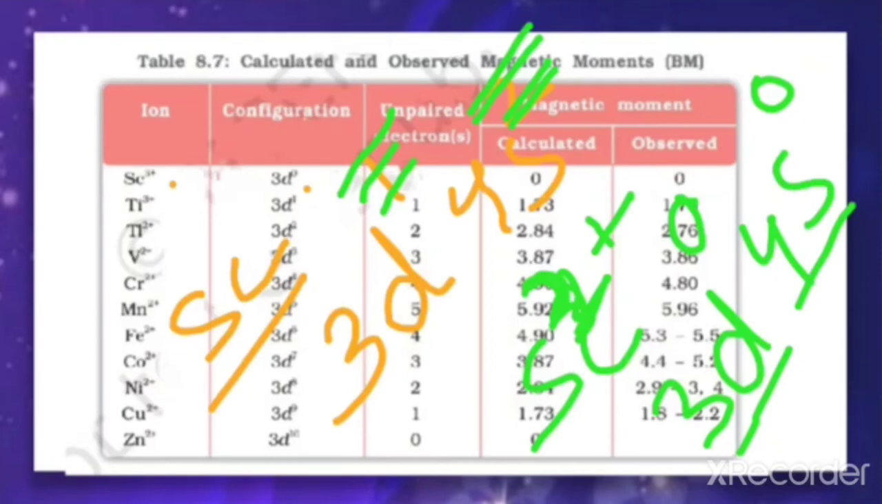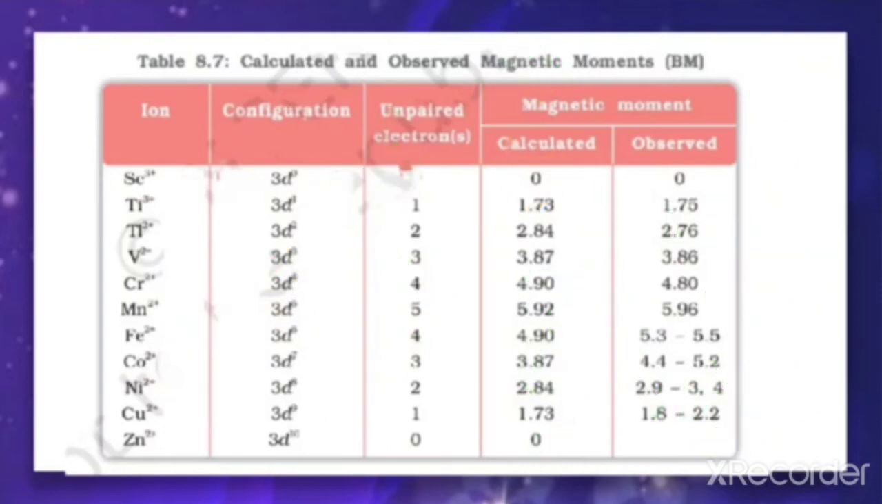Because of this, we can say that the inner orbitals of scandium are fully filled and there is no electron in 3d and 4s, so the number of unpaired electrons is equal to 0 for scandium. When n is equal to 0, then mu is also equal to 0. In the same way, let us find it for titanium 3 plus, which has 3d1.